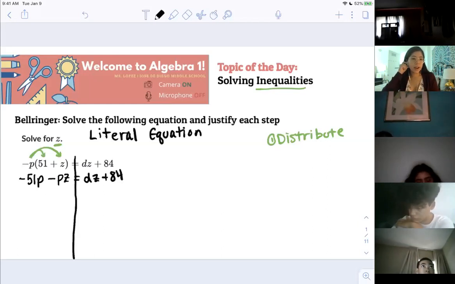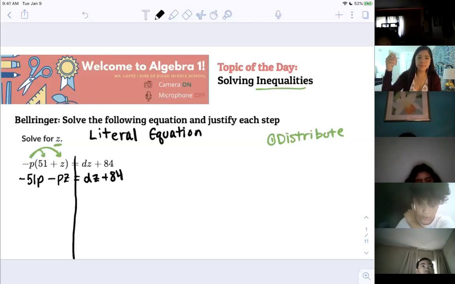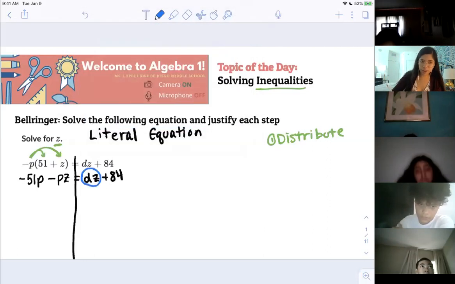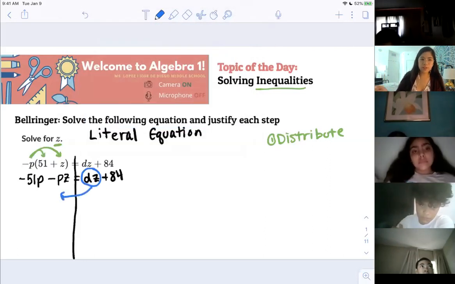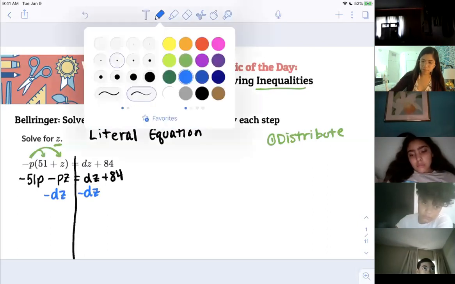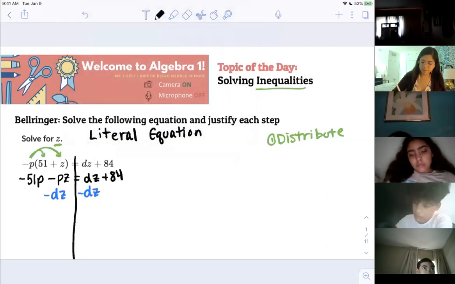Okay, now I'm trying to get z by itself. How many z's do we see? Oh, we subtract by dz, right? Yeah, there's 2 of them. One is over here. We've got to get it over there. So just like Ascanio said, we're going to subtract by dz. We do that on both sides.